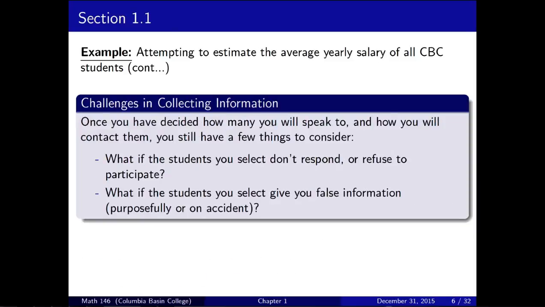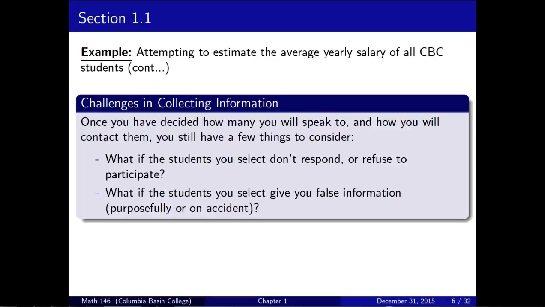Even if you come up with a nice design where you say, this is how I'm going to talk to these people, there are always going to be some issues. Students could just not participate. You might do your best to contact someone and they might not want to participate, or they might not be reachable. The other thing is people give you false information. They might lie to you, or maybe they just don't know, or they give you answers that aren't true. So there's always some gray area here.